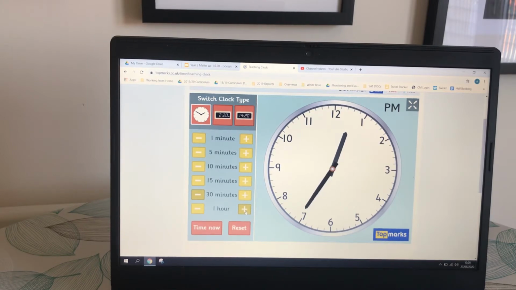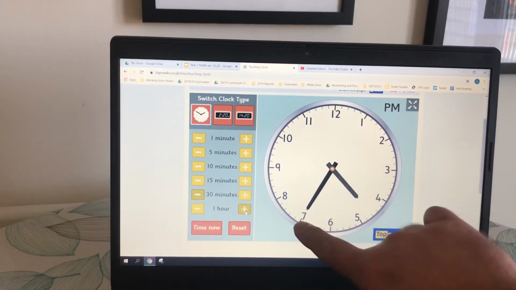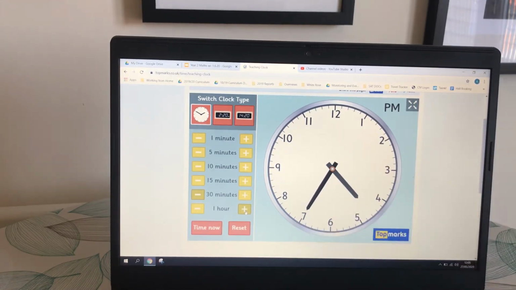25 to 1. 25 to 2. 25 to 3. 25 to 4. 25 to 5. So when the minute hand is pointed to the 7, it's always 25 to.